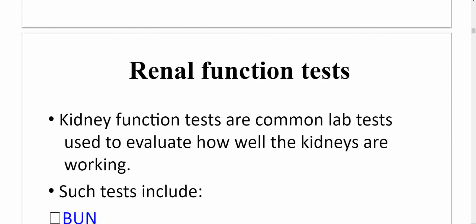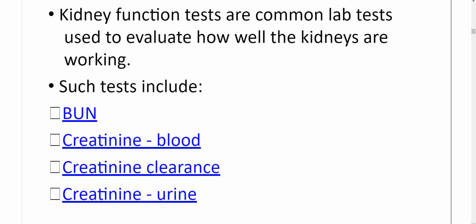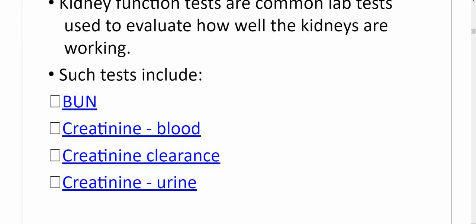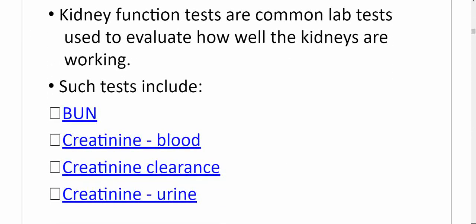The next one is the renal function test, that is RFT, which is very important, and you should know about it. Kidney function tests are common lab tests used to evaluate how well the kidneys are working. The RFT, or kidney function test, or renal function test, includes BUN, blood urea nitrogen concentration, referred to as BUN. We have creatinine blood, creatinine clearance, and creatinine urine. So if you are asked to explain the components of RFT, I've said we have the BUN, the creatinine blood, the creatinine clearance, and the creatinine urine. And that is up to there.